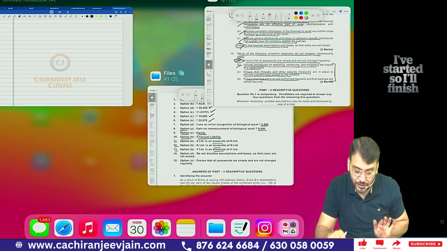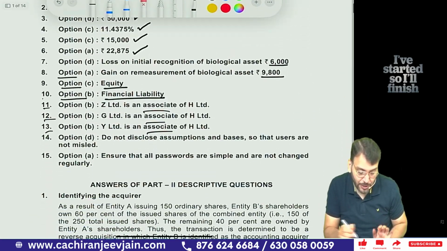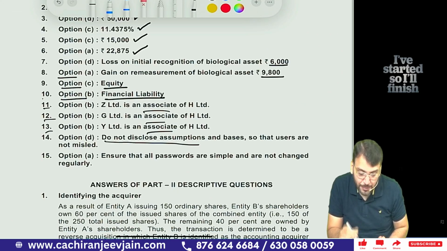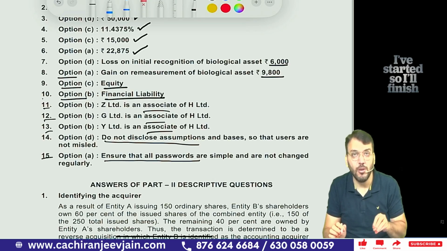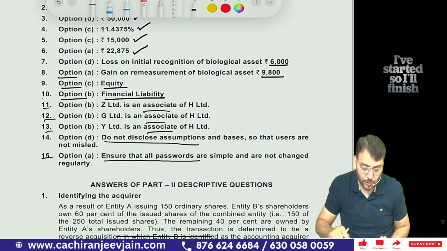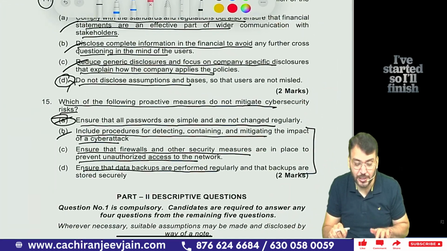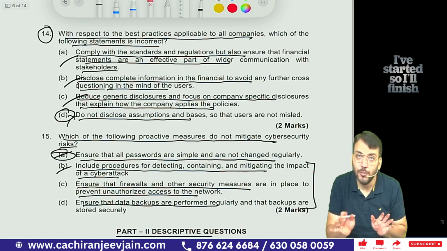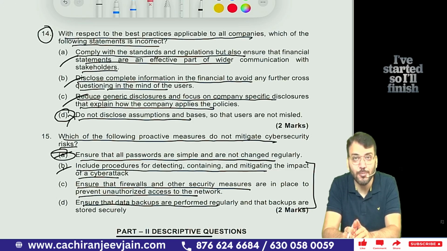Let's see what is the option given for 14 and 15. So 14, do not disclose assumption. 15, ensure that all the passwords are simple. This will be the option which you need to choose. So you can see with this we completed all the case scenario multiple choice questions. Got this point?